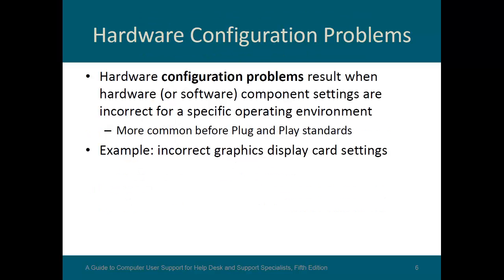Hardware configuration problems result when hardware or software component settings are incorrect for a specific operating system, which was more common before plug-and-play standards. Prior to plug-and-play, it was very difficult to add a device without something going wrong. So, for example, incorrect graphics display card settings would show a distorted view or no view on your computer monitor.